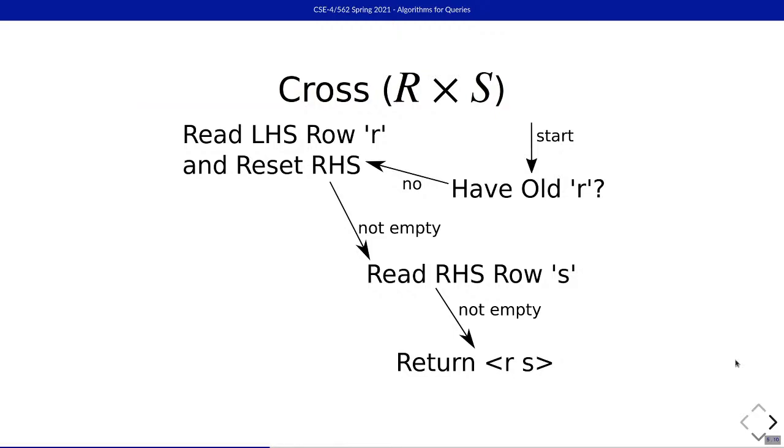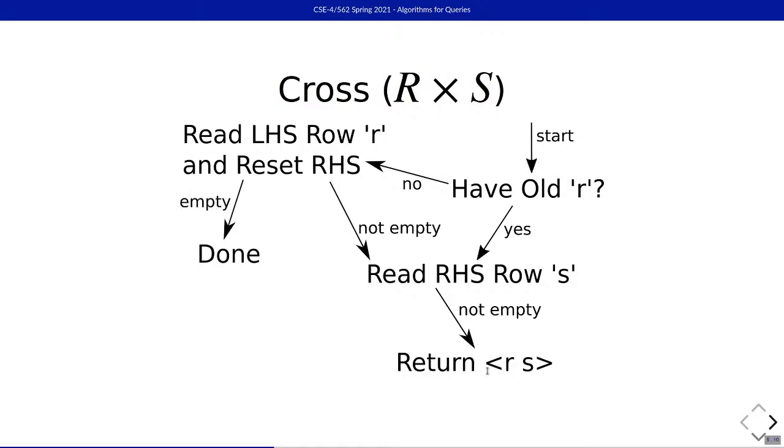Now, the next time someone comes along and asks for the next tuple out of this iterator, we're going to check to see whether we have an R from a previous iteration. This time around, we do. So we're just going to skip directly to reading the next row from S. And once again, assuming that we get a record out of S, we're going to smush it together with the R that we've previously read, and we're done.